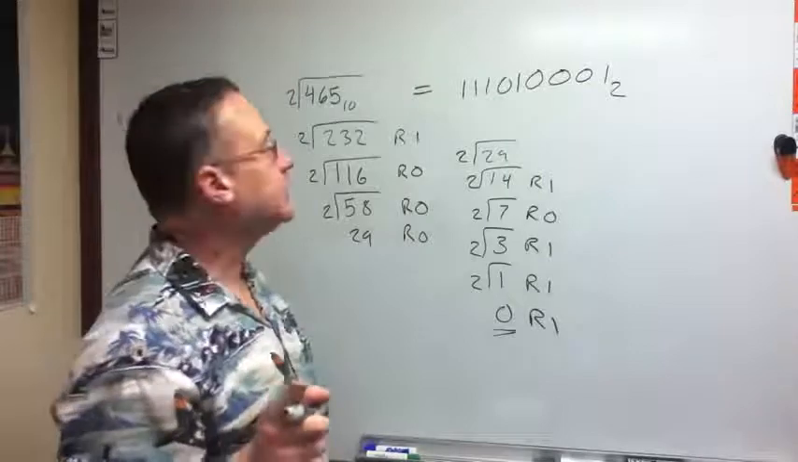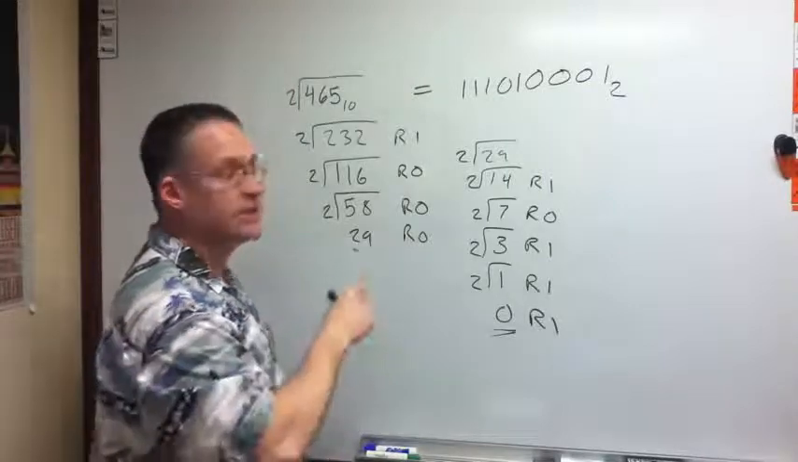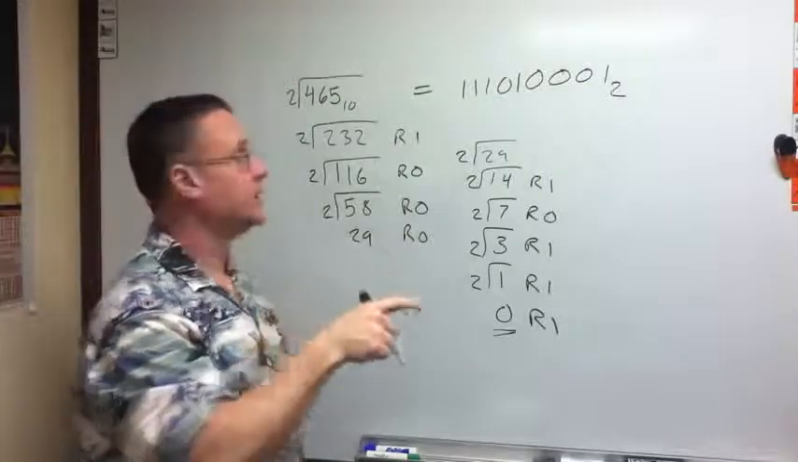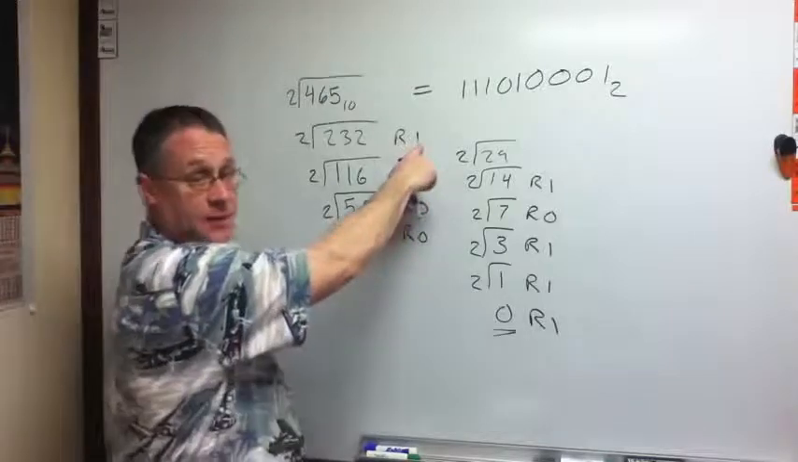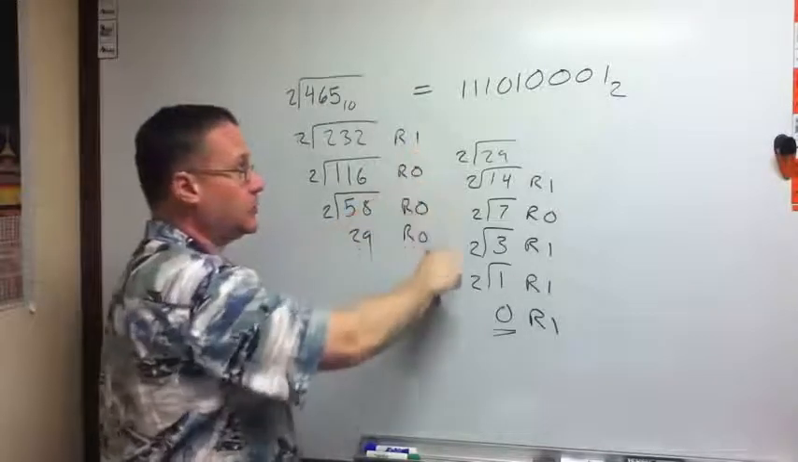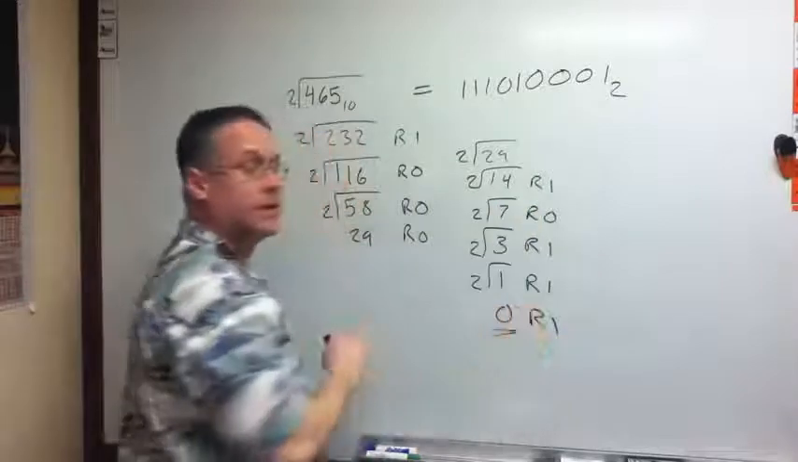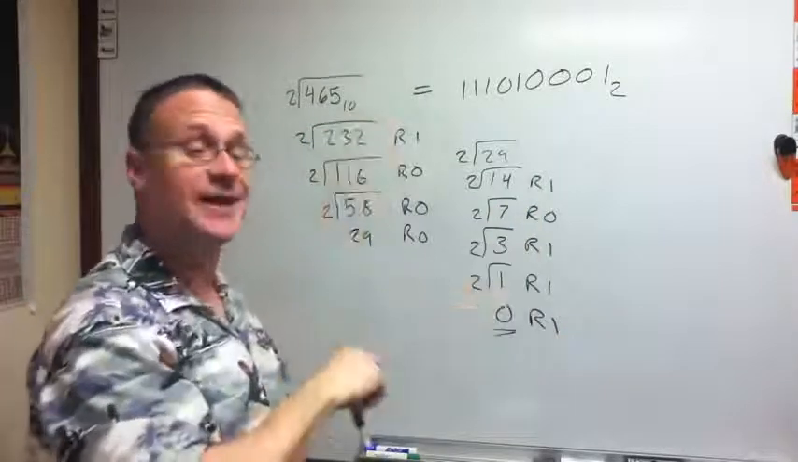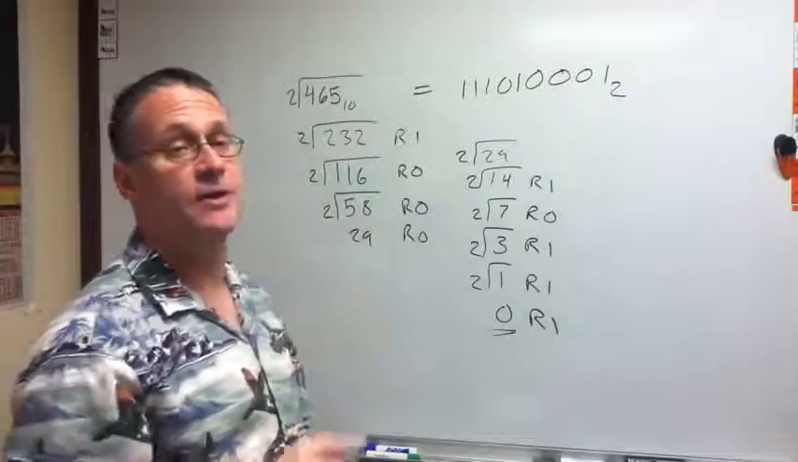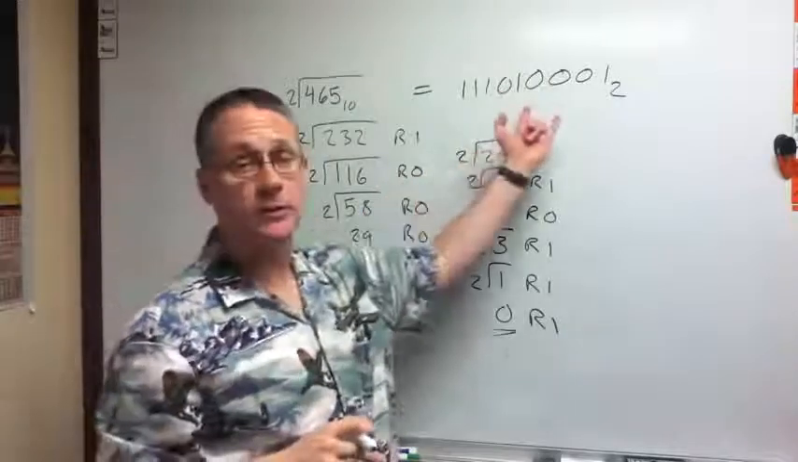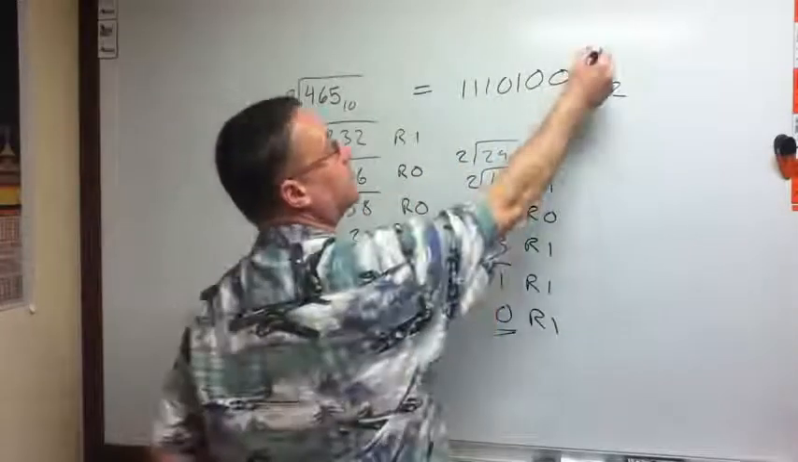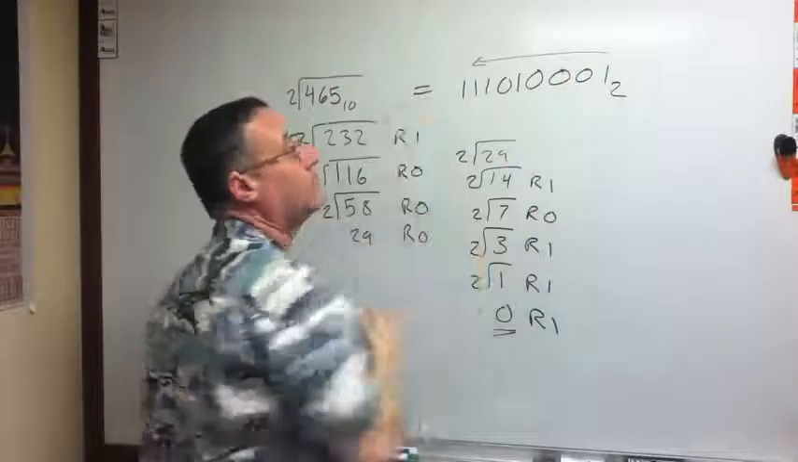Now what's going to get you in this process is if you list the bits backwards. In other words, if I start with this as the leftmost bit and then go to the right with my remainders, instead of starting at the right and going to the left, you're going to get entirely the wrong number because it would be backwards. So just remember when you're doing the bits, they go that way, right to left.